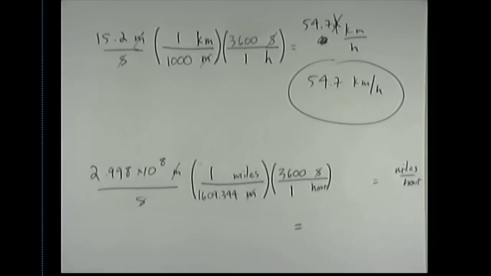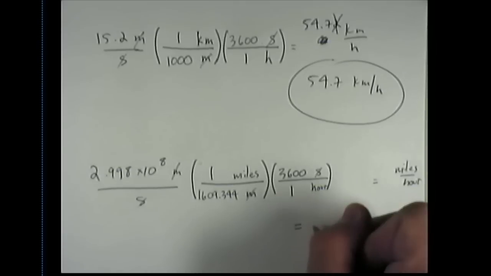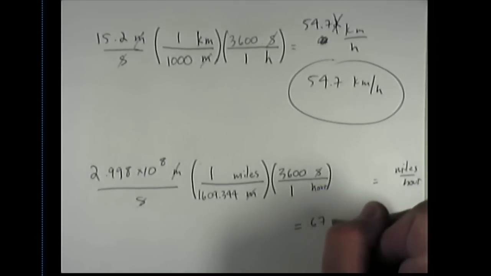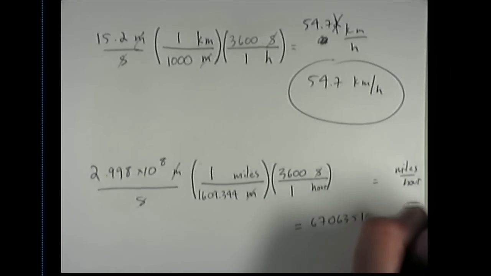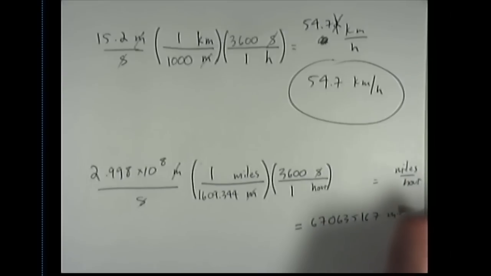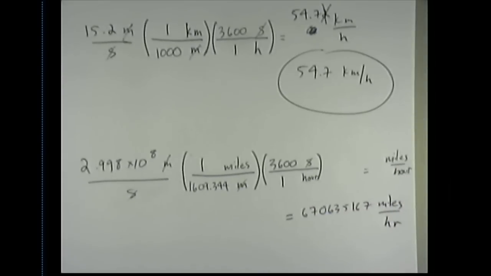As I throw that numerically into my calculator, the final answer that I end up getting is 670,635,167 miles per hour. Now, of course, we need to report our final answer with the proper number of significant figures. Because this is a multiplication problem, that answer has to contain the same number of significant figures as the value that contained the lowest number of significant figures.